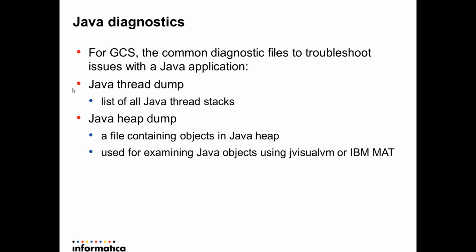We at GCS use two common diagnostic files to troubleshoot a Java application. One, the Java thread dump, which is a list of all the Java thread stacks in human readable format. Two, the Java heap dump, which is a binary file containing all the objects in the Java heap. This Java heap dump can further be used to examine Java objects using tools such as JVisualVM or IBM MAT.